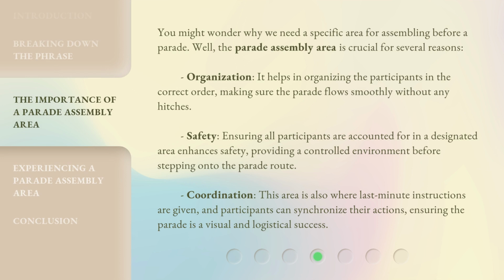You might wonder why we need a specific area for assembling before a parade. Well, the parade assembly area is crucial for several reasons. Organization. It helps in organizing the participants in the correct order, making sure the parade flows smoothly without any hitches. Safety. Ensuring all participants are accounted for in a designated area enhances safety, providing a controlled environment before stepping onto the parade route. Coordination. This area is also where last-minute instructions are given, and participants can synchronize their actions, ensuring the parade is a visual and logistical success.